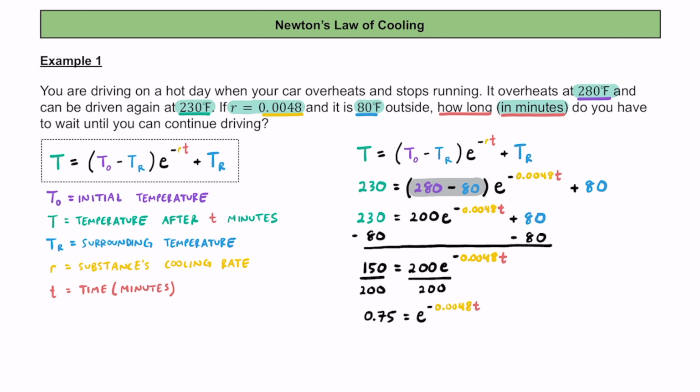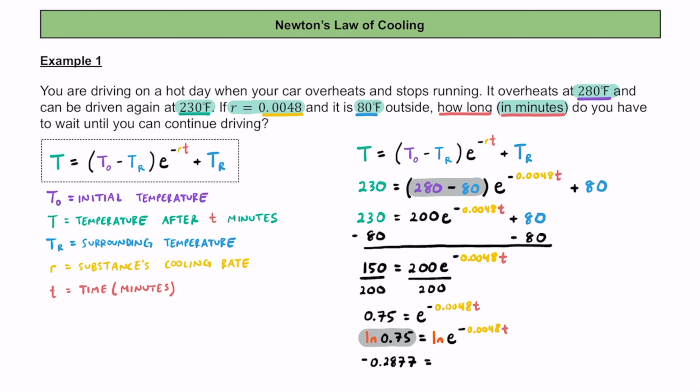So on the left side, we're going to have the natural log of this 0.75, and on the right side, we're going to have the natural log here, or ln, which is base e, right, to the negative 0.0048t. All right, so now if you plug this natural log of 0.75 into a calculator, because you can't do that by hand really, you're going to get roughly negative 0.2877. Okay, that's what that's going to be on the left side.